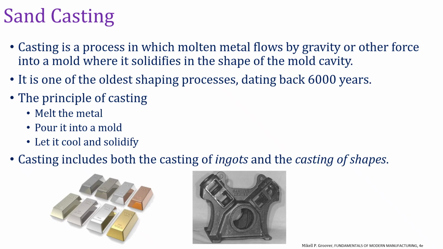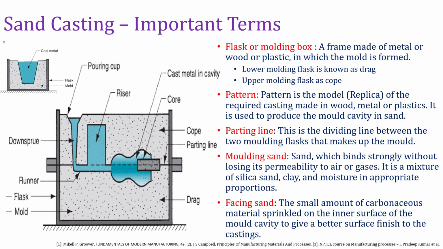The principle of casting is that first the metal is melted in a furnace, then the molten metal is poured into the mold, and finally we let it cool and solidify. Casting is used not only for manufacturing finished components but also for producing ingots that serve as a raw material for other operations like lathe operation, drilling or any other manufacturing process. Before understanding the casting process, it is important to know the terminology used in sand casting.